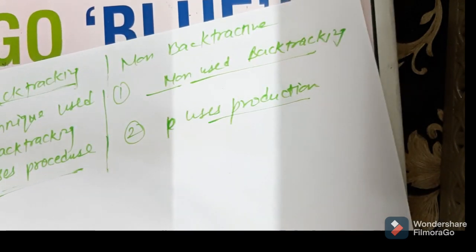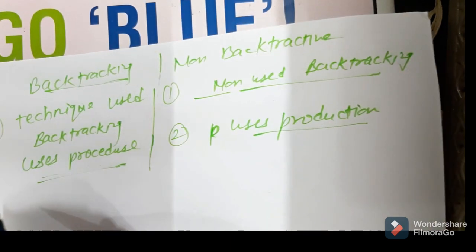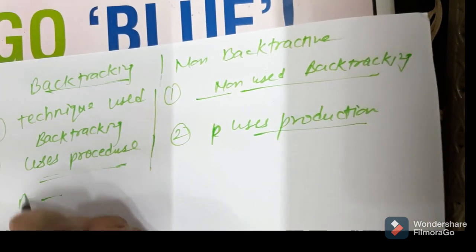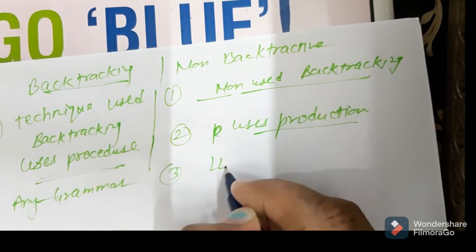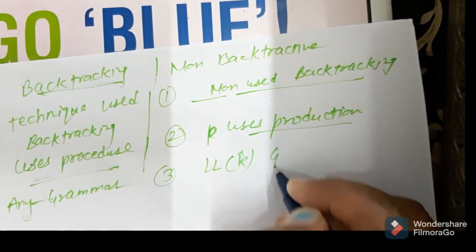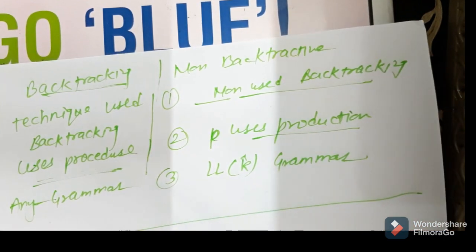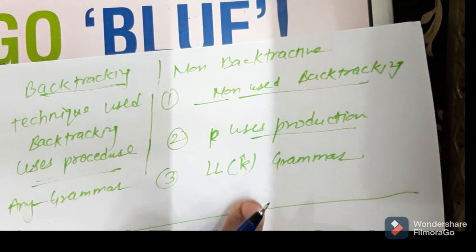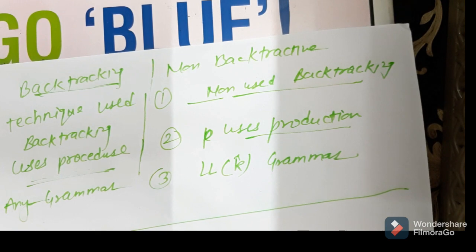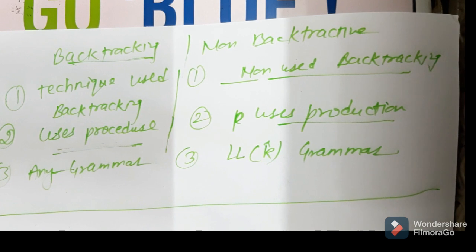So I can say non-backtracking parsers are more useful than backtracking parsers. A backtracking parser can work on any grammar, but this works on only LL(K) grammar. So that's why this is most powerful, and it puts the constraint on backtracking, and after putting the constraint, it is very successful.